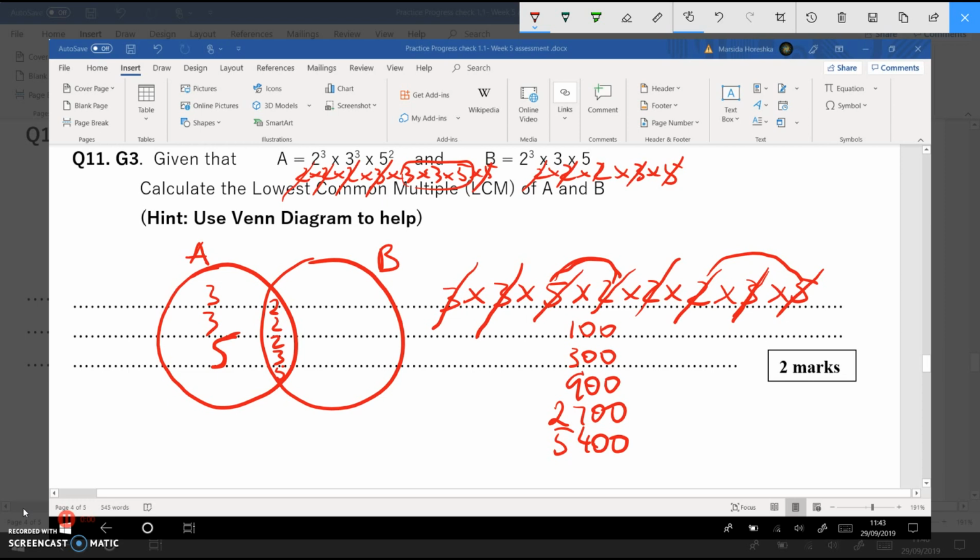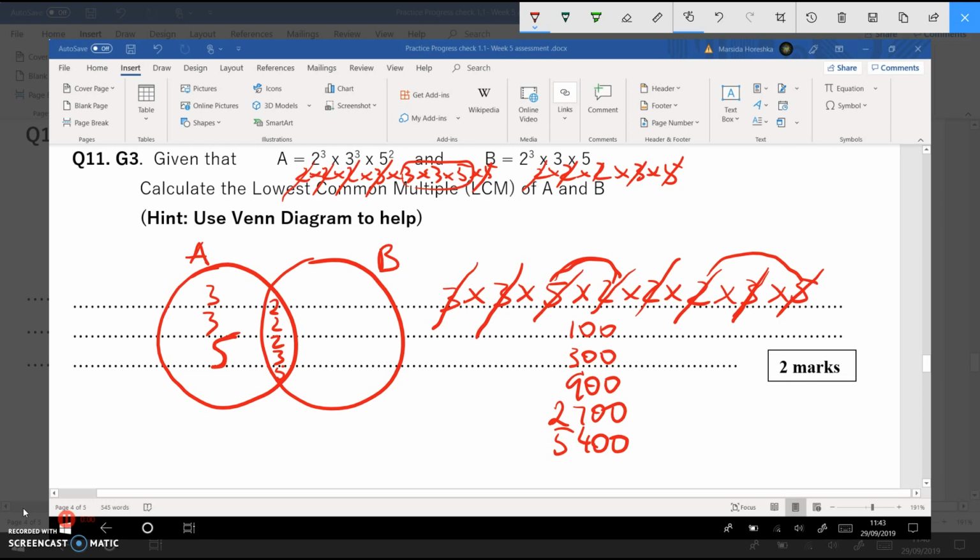So that gives us 5,400, but we could have done the same thing without the Venn diagram. So having the numbers written down, although it's given in index form, we could write it as 2 times 2 times 2 times 3 times 3 times 3 times 5 times 5. So that would be A, and B written as 2 times 2 times 2 times 3 times 5. Looking at the numbers in common, just rewriting them here and multiplying them out.